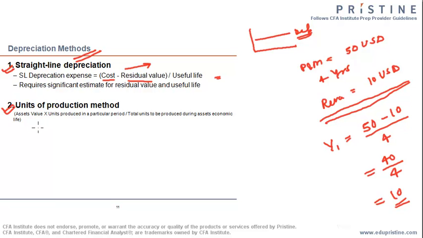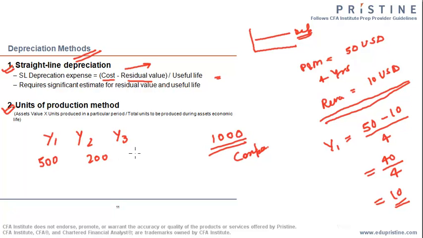The second method is being used for a kind of product which is expensed as and when being produced. For example, there could be a machine which has a capability to generate 1000 components, and after that you need to change that machine. Now assuming that year 1, year 2 and year 3 you use the machine in the following manner. Year 1 you manufacture 500 products, year 2 you manufacture 200 products, and year 3 you manufacture 300 products.